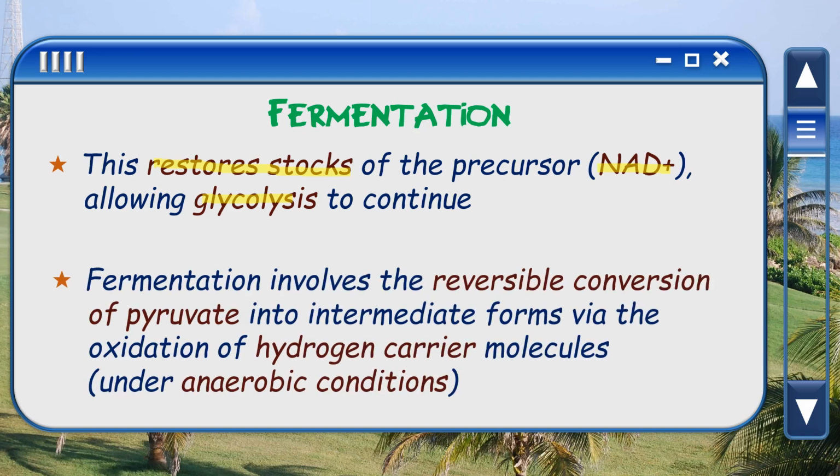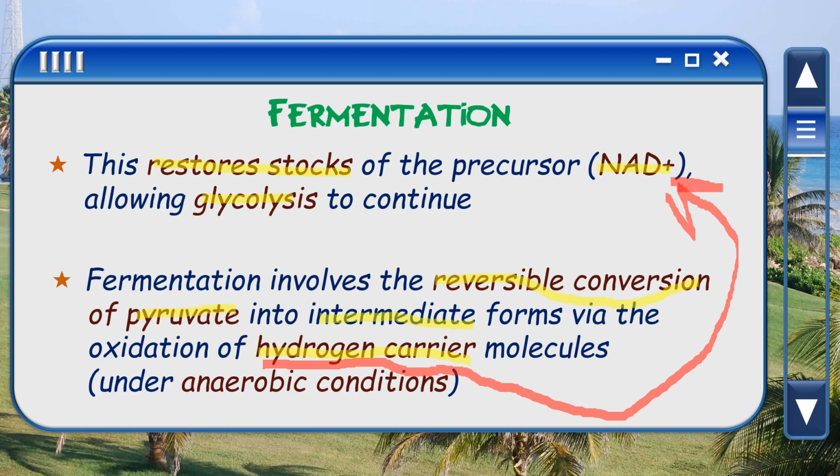Now, fermentation, we say that it involves a reversible conversion of pyruvate, whereby pyruvate is converted into an intermediate form. And this is via the oxidation of the hydrogen carrier molecules. So if we have the hydrogen carrier molecules and we are oxidizing them, they will go back and form what we are calling our oxidized carrier molecules. And when we get these oxidized carrier molecules, it means that glycolysis will continue.